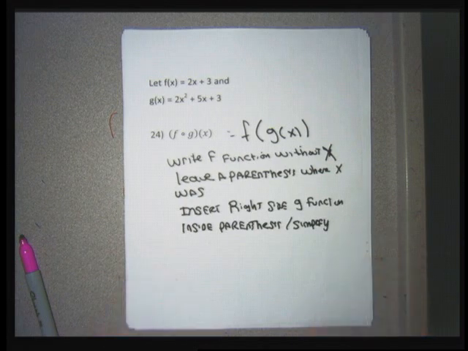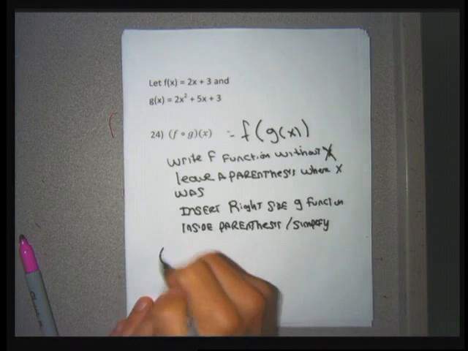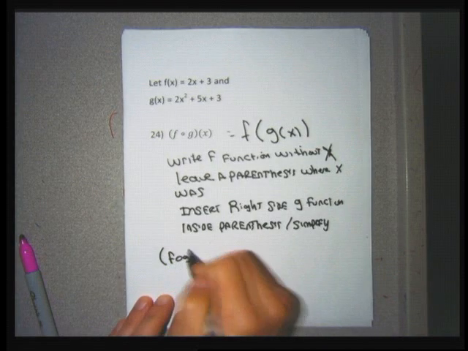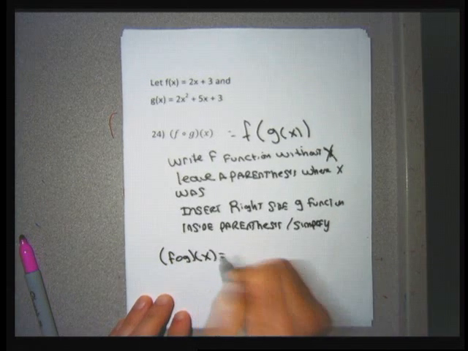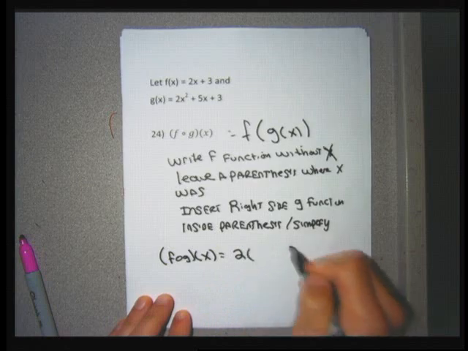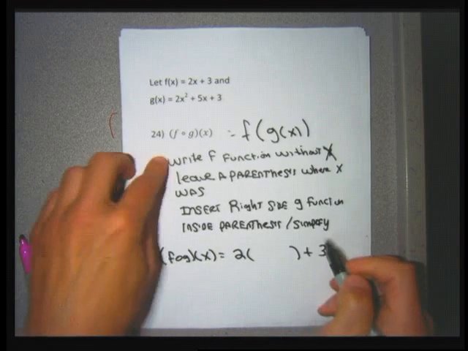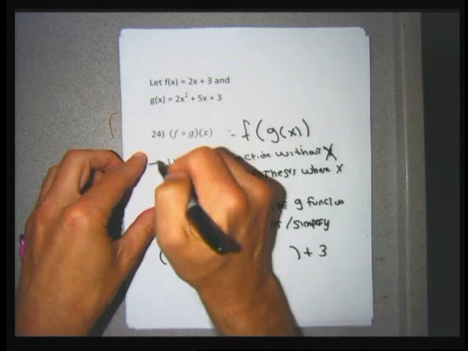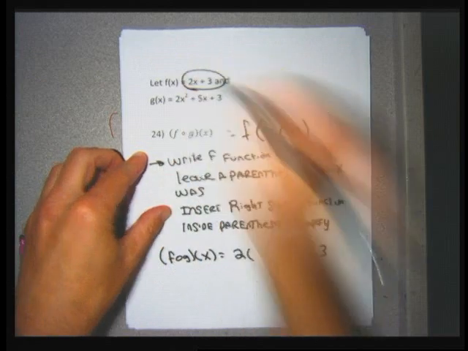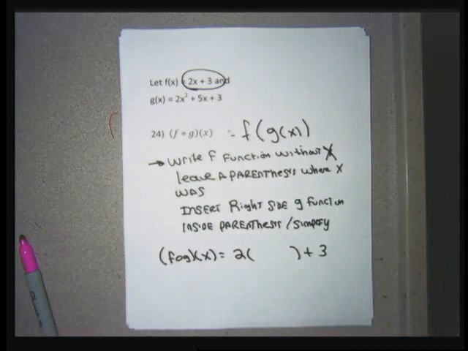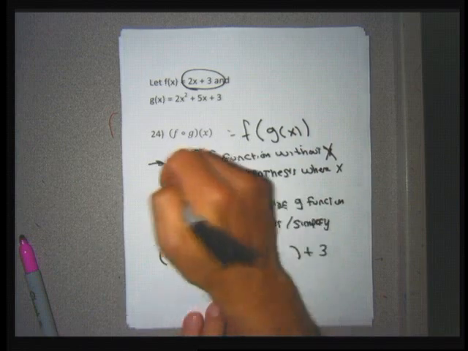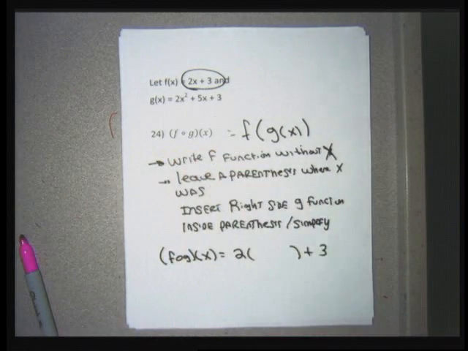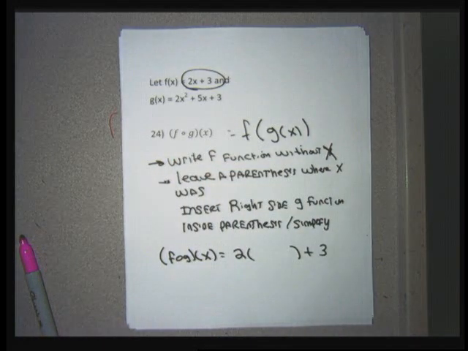So to do f composed with g of x, I'm going to follow my steps perfectly. I write the f function, which is 2x plus 3, without the x. So this was the first thing I said I was going to do. I took the f function, 2x plus 3, I wrote it without an x, and I did my second step. I left a parentheses where the x was. So in one line, I'm able to do all three steps, which is maybe not the best, but it is what it is. So I've done the first two steps.